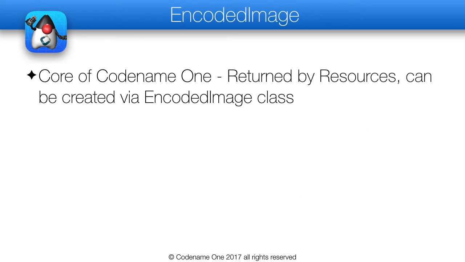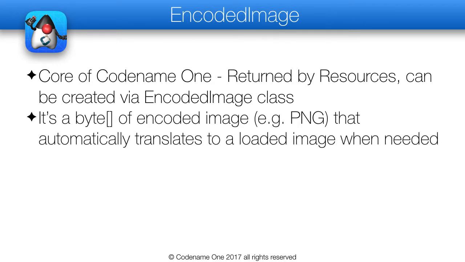Encoded image is the workhorse of Codename One. Images returned from resource files are encoded images, and many APIs expect it. Encoded image can be instantiated via the create method in the EncodedImage class. Pretty much any image can be converted into an encoded image via the createFromImage(Image, boolean) method. Encoded image is effectively a loaded image that is hidden and extracted as needed to remove the memory overhead associated with loaded image.